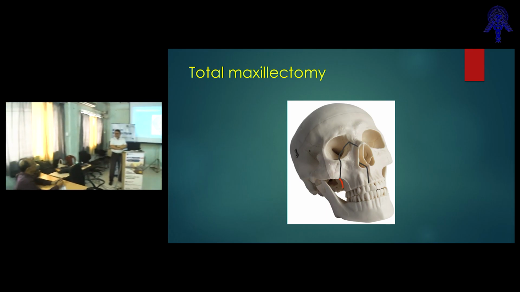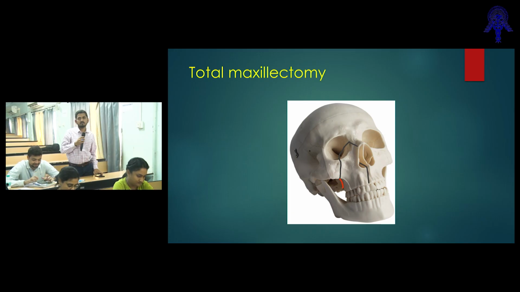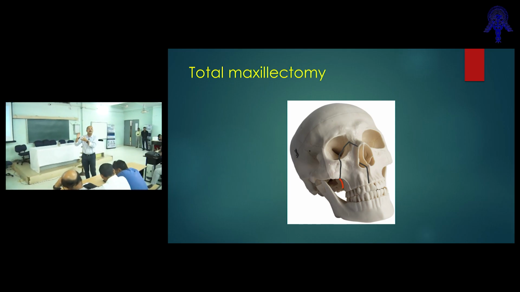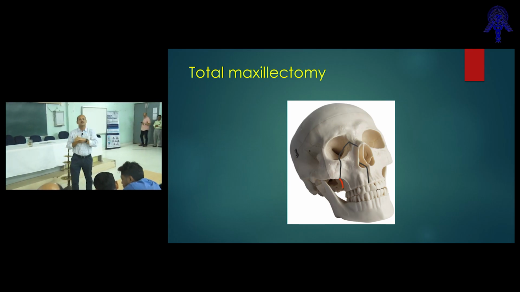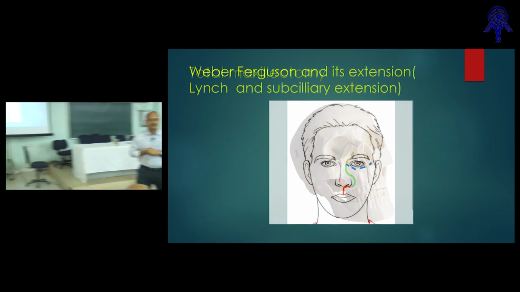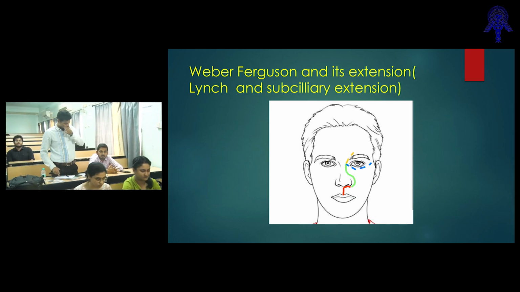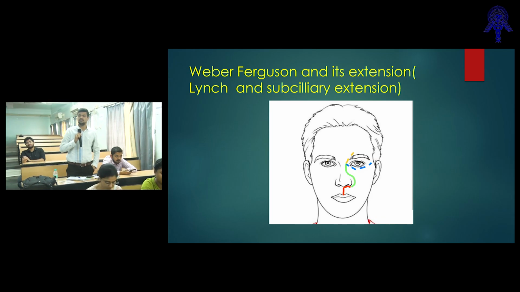Sir, advanced cases of carcinoma maxilla. Exactly. Advanced cases of carcinoma maxilla, when the entire walls of the hexagonal structure of the maxilla are involved and it is not possible to preserve the maxilla with a clear margin from the tumor. Very well answered. Then what will be your approach for total maxillectomy? What will be the incision planning? Will Moore's incision suffice? Extended Weber-Ferguson incision. Yes, it is a Weber-Ferguson incision.